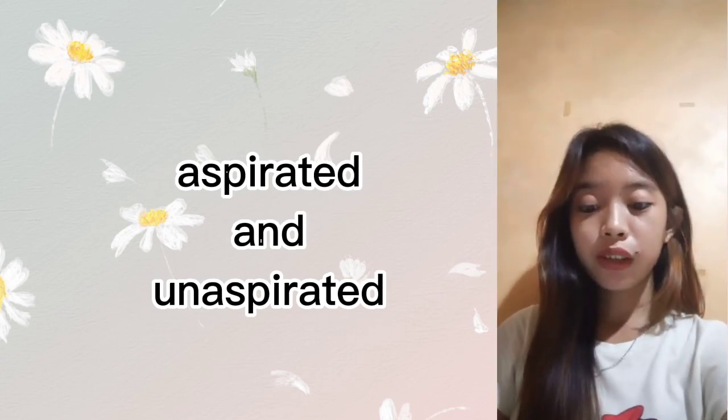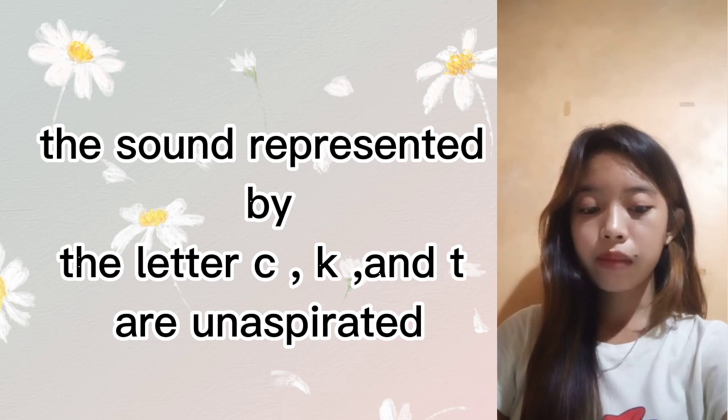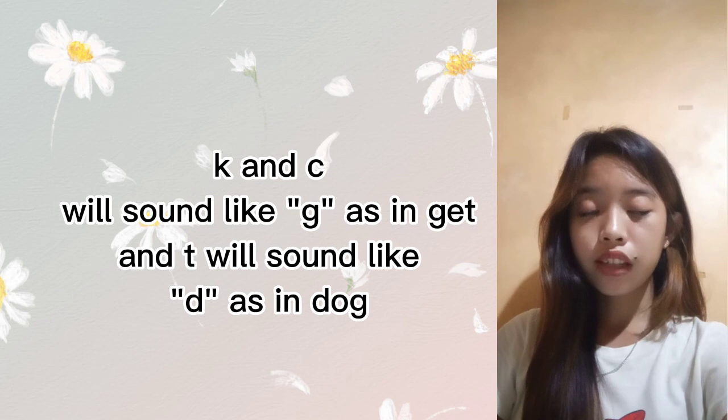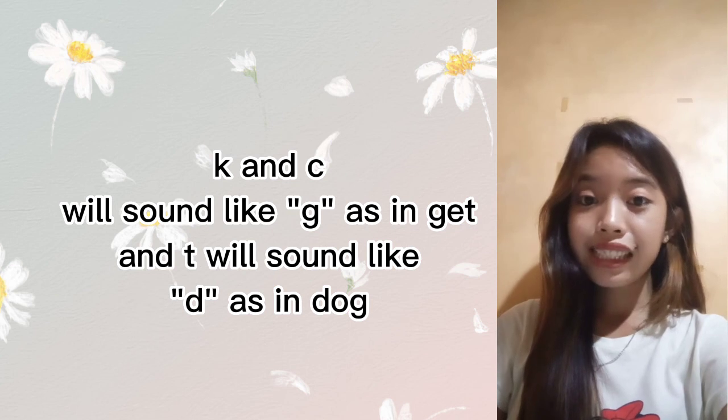Now, we'll talk about the aspirated and unaspirated stops of Vietnamese. In Vietnamese, the distinction between aspirated and unaspirated stops is important. The sounds represented by the letters C, K, and T are unaspirated, and because they occur in positions where English unaspirated stops do not occur, they are hard to distinguish. To Americans, the Vietnamese K and C will sound like G, as in get, and T will sound like D, as in dog.